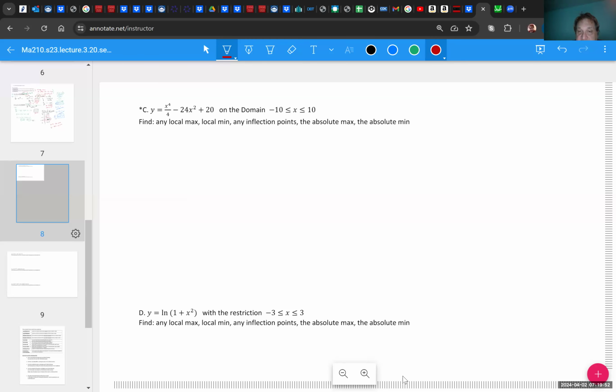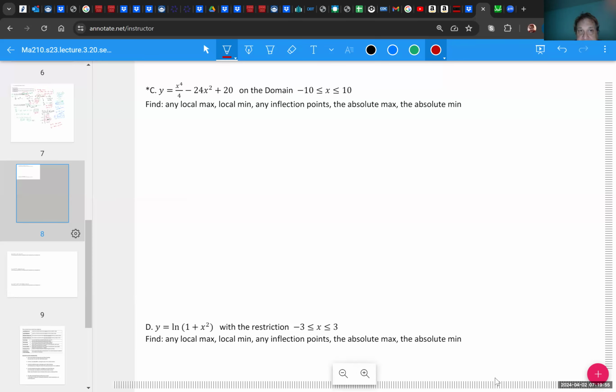Next example I have here is example C. I have this fourth degree polynomial here, with a domain of -10 to 10. And I'm looking for local max, local min, inflection points, absolute max, absolute min. So I'm looking for all kinds of important stuff.